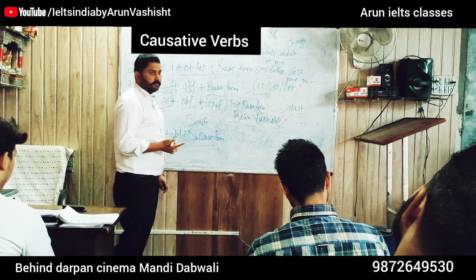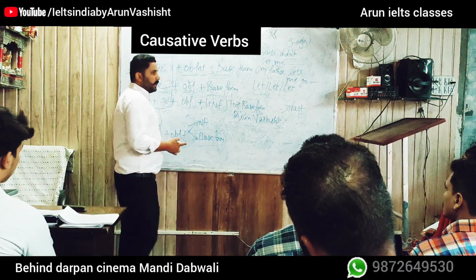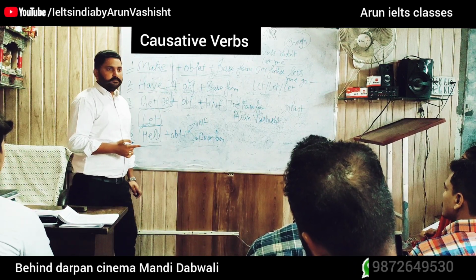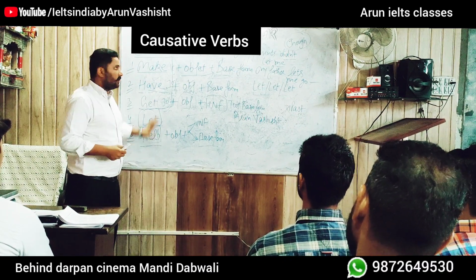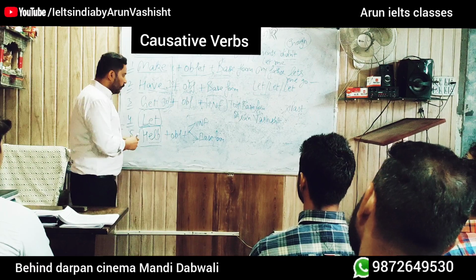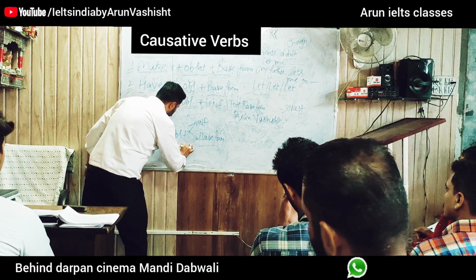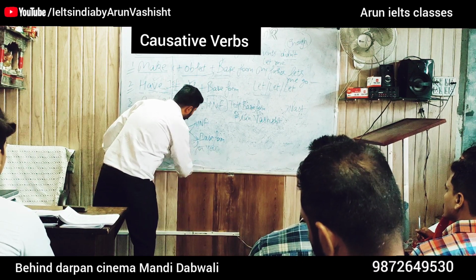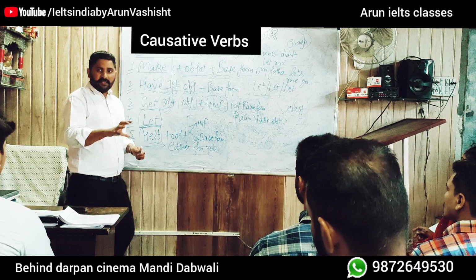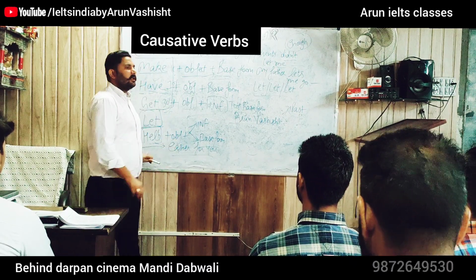That's my name, Arun Vashisht. Okay? So what do I help you do? When we use help, a causative verb, we use it when somebody makes something easier for you. जब कोई आपके लिए कुछ आसान कर दे, so then we use help.